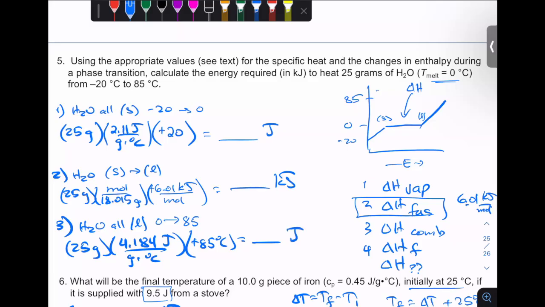And then the last part, because we're asked to calculate the energy required to do all this, you just have to get everything into the same units, whether it's joules or kilojoules, and then add them up. So I'm not going to do that last step. I think you know how to do that. Okay, so that's the setup. I don't think we need to spend more time on that.